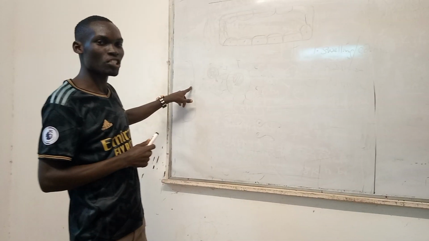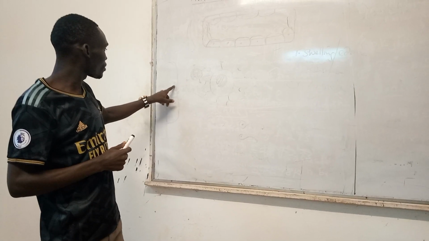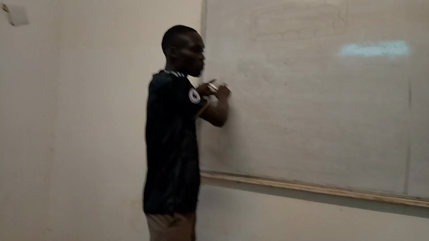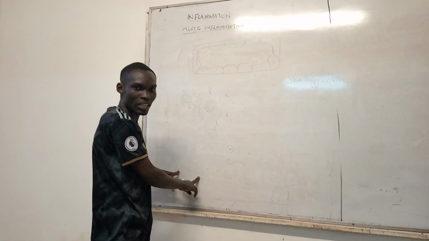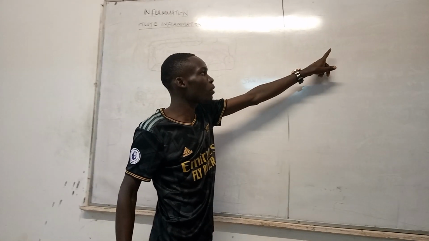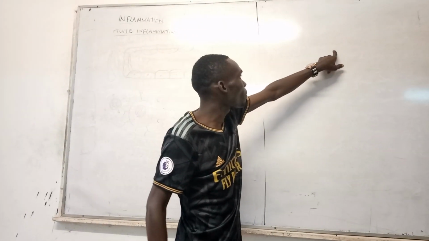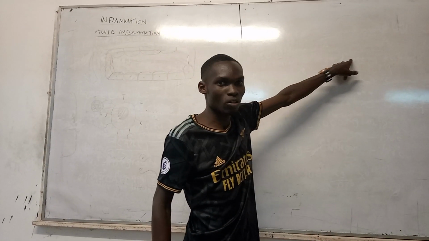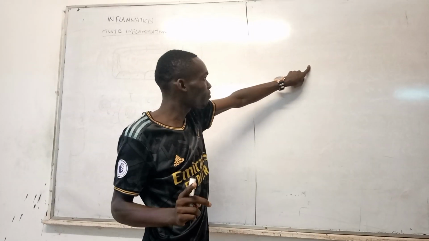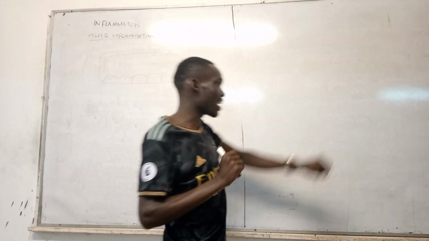Now again, we have the damaged tissues containing phospholipids. Phospholipase A2 acts upon phospholipids to produce arachidonic acid. Then arachidonic acid undergoes two pathways. Pathway number one, through lipoxygenase, produces several leukotrienes. Pathway number two, through cyclooxygenase, produces prostaglandins.